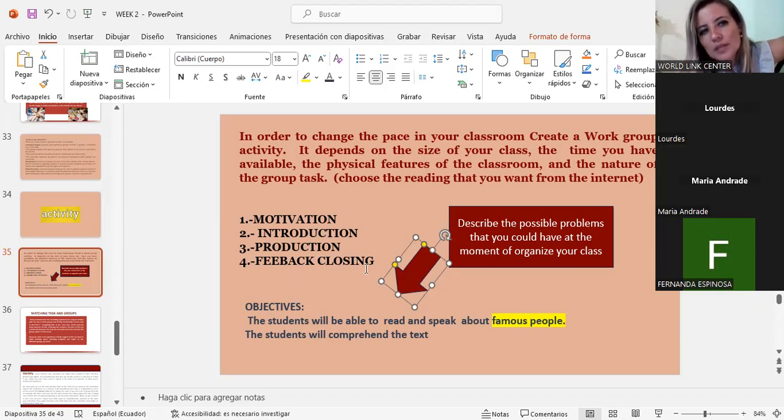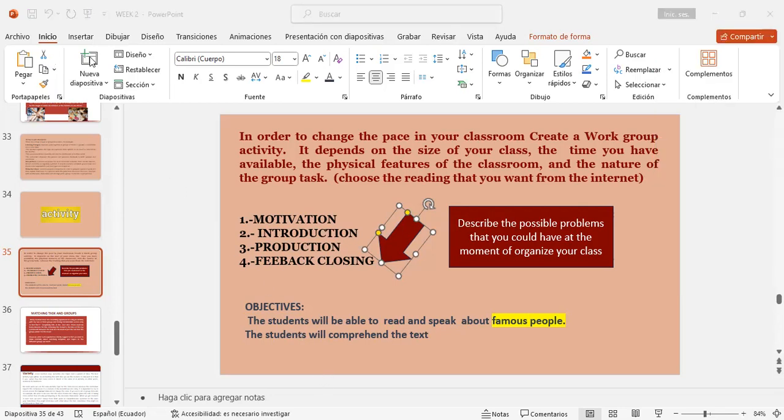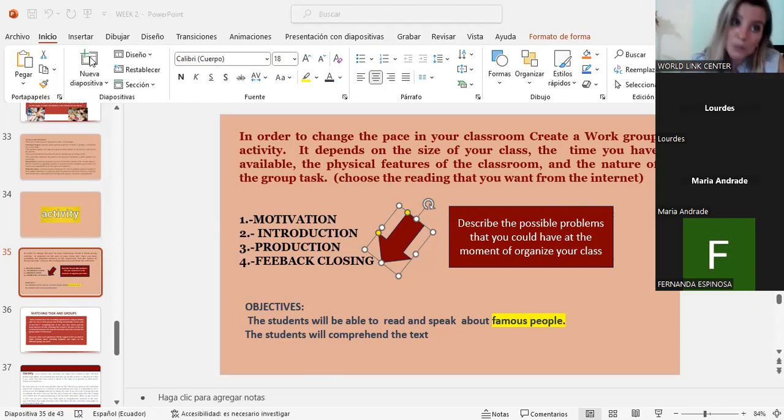You can repeat some things. You have to be sure that they have learned. What is a short activity in the feedback closing? The feedback closing could be a worksheet, an extra worksheet, like homework too. That could be a feedback closing too. Then you're going to realize that they have understood. It could be a pop quiz or something.